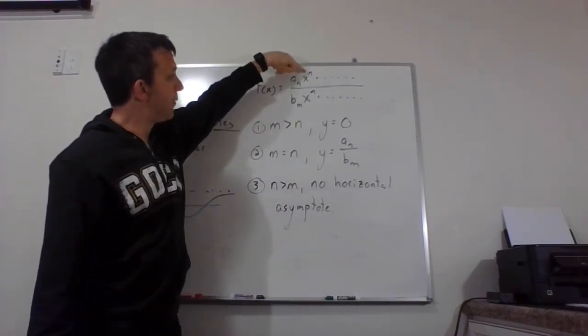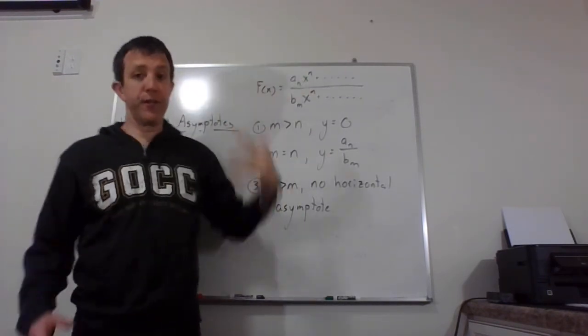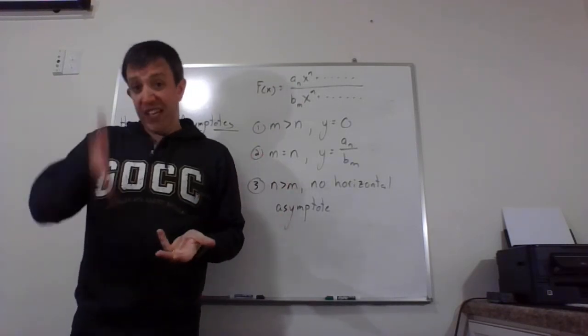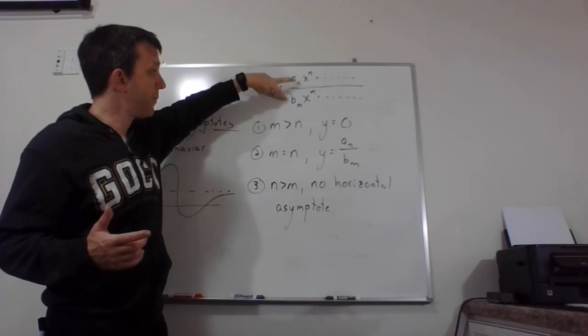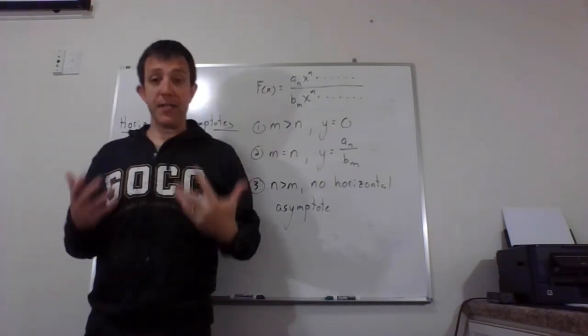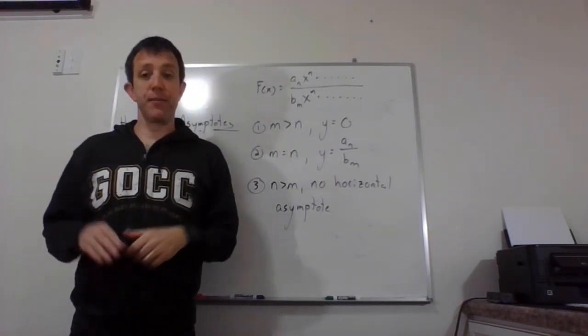If the two powers are equal, again, since these first terms are the only thing that matter, what would you do if you had x to the third and x to the third? You would probably just cancel them out. And what would be left would be those coefficients, a sub n over b sub m. And that's the line that would be our horizontal asymptote.